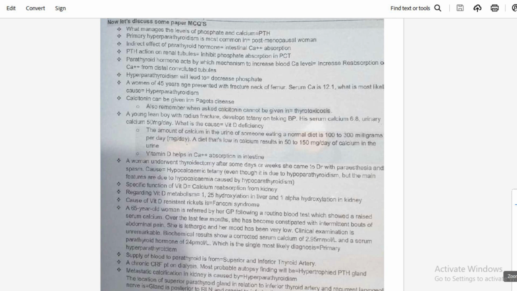Then there is an anatomy-based MCQ. What is the location of the superior parathyroid gland in relation to the inferior thyroid artery and recurrent laryngeal nerve? So the gland basically lies posterior to the nerve and cranial to the inferior thyroid artery. All about parathyroid and hyperparathyroidism.